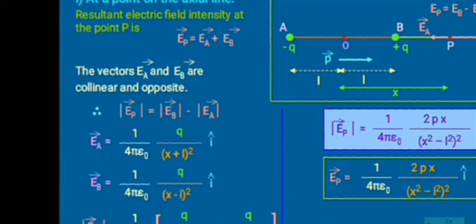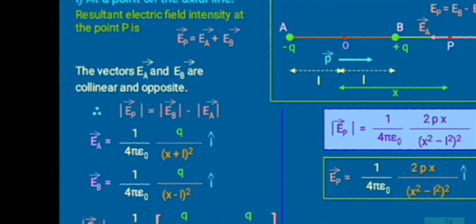the magnitude of EP is equal to 1 upon 4 pi epsilon 0 into bracket Q upon x minus L bracket square minus Q upon x plus L bracket square. If here L is very less than x, then we can find out this expression.